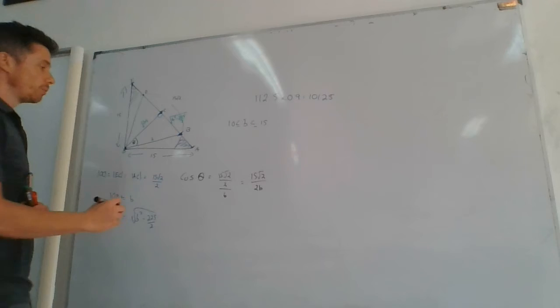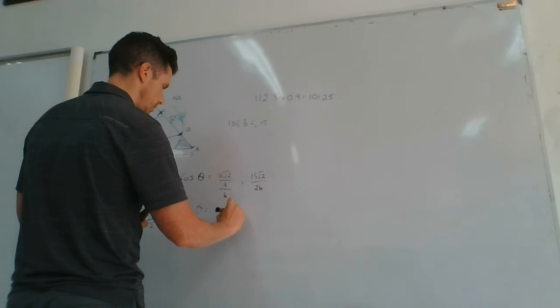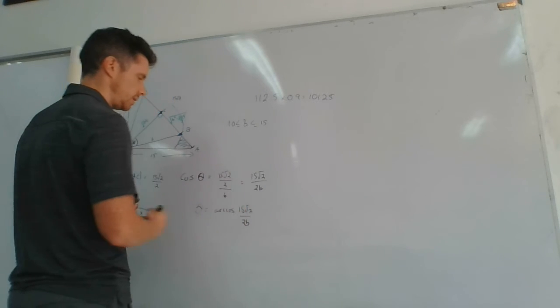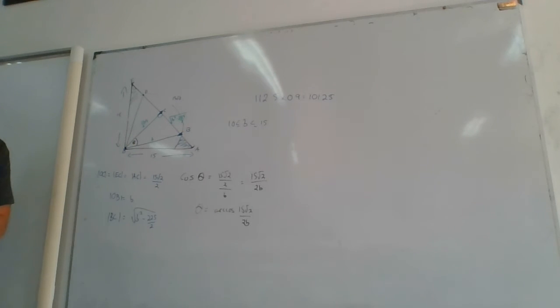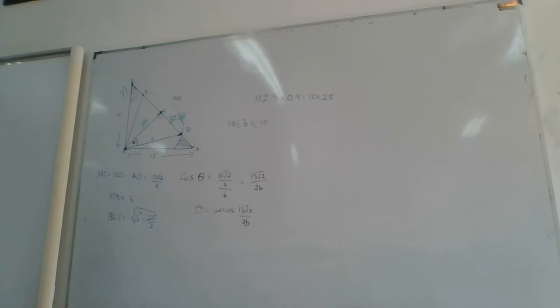Now we want theta, not cos theta, so it would be arc cos 15 root 2 over 2b. That would be that angle here, and that angle there. Alright, so we're equipped, I think, now with everything we need to know to get the 4 areas using formulas. So let's start doing that.